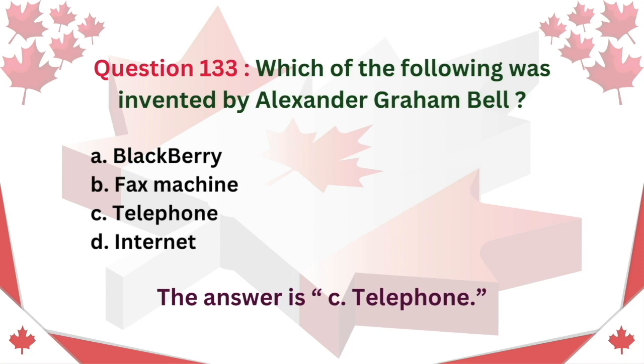Question 133. Which of the following was invented by Alexander Graham Bell? A. BlackBerry. B. Fax machine. C. Telephone. D. Internet. The answer is C. Telephone.